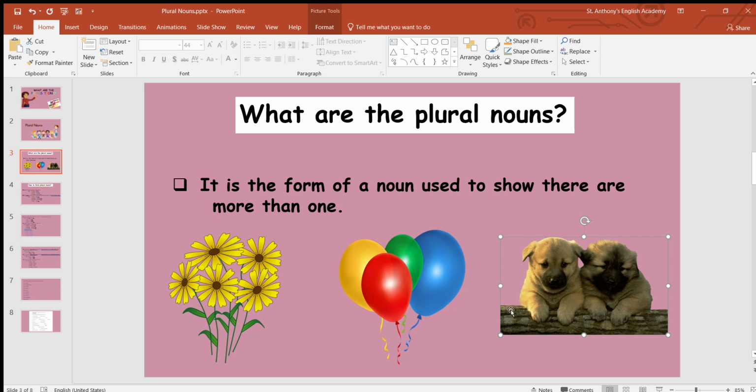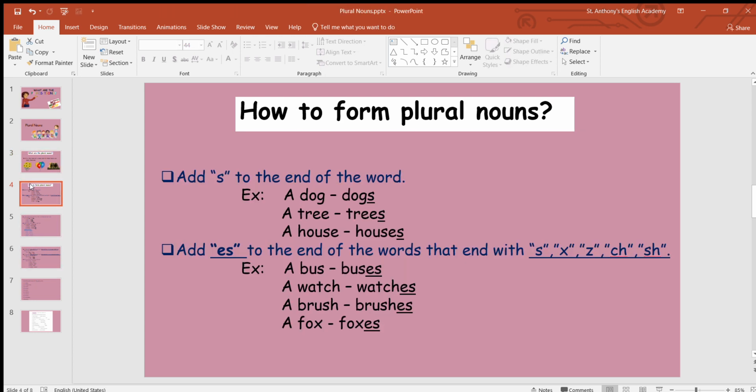So very easy. We can use plural nouns to describe things that are more than one. And now we are going to discuss how to form plural nouns.